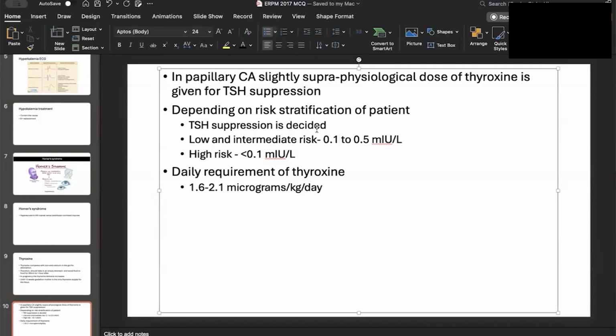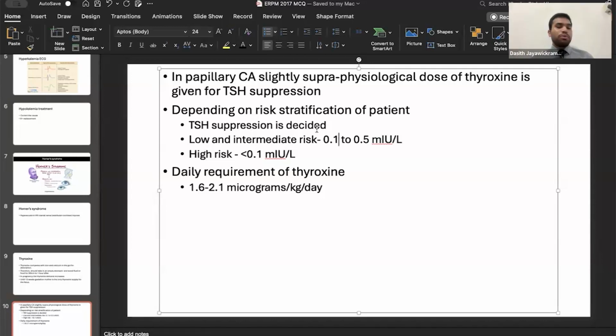Okay, yes sir, suppressive dose reducing. Thank you for answering. Reducing recurrence of papillary carcinoma, yes, that's why we give it. So you understood the concept, okay? So the daily requirement is 1.6 micrograms per kg body weight. It is said as 1.6 to 2.1. So 1.5 is kind of in the low borderline.